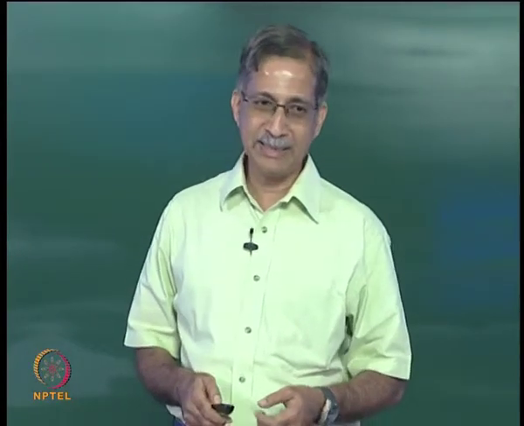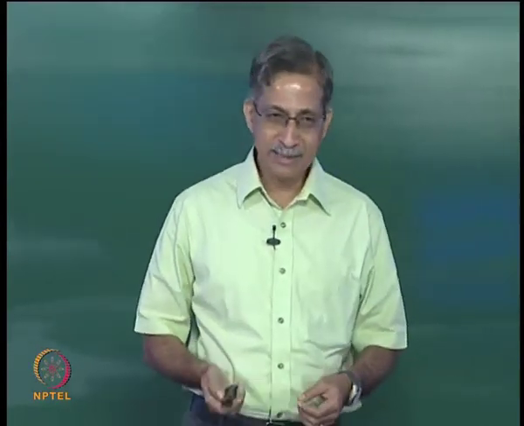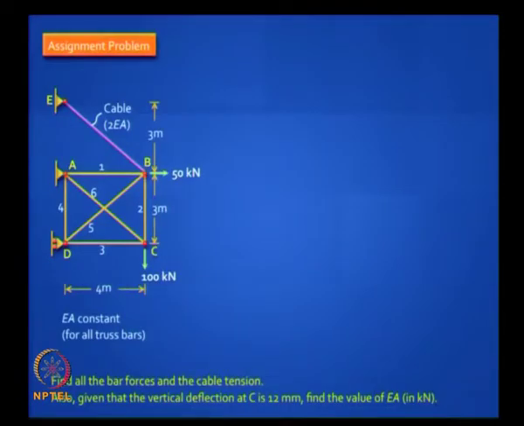Now the question asked is, analyze this truss, find the bar forces and the cable tension, plus a deflection question. Given that the vertical deflection at C is 12 mm, find the value of EA, the axial rigidity, and for the cable you are told the value of the axial rigidity is 2 times that of each bar in that truss. So let us see how we can do this problem.